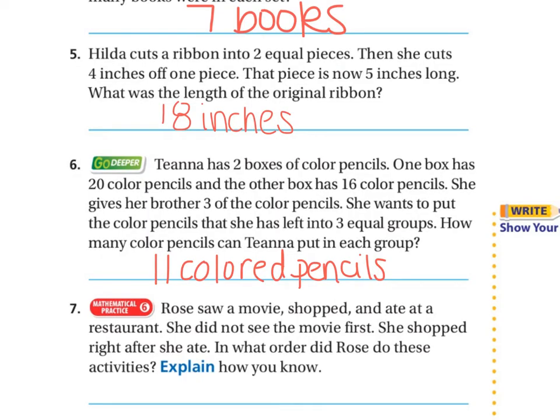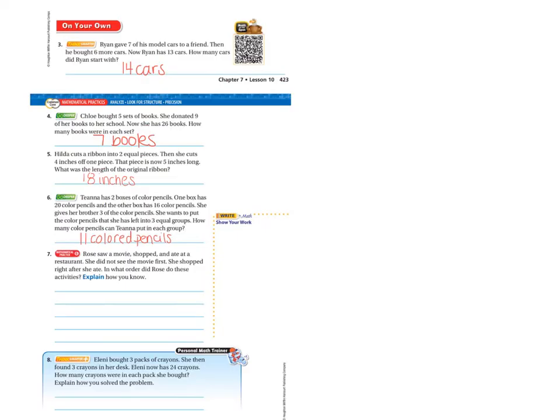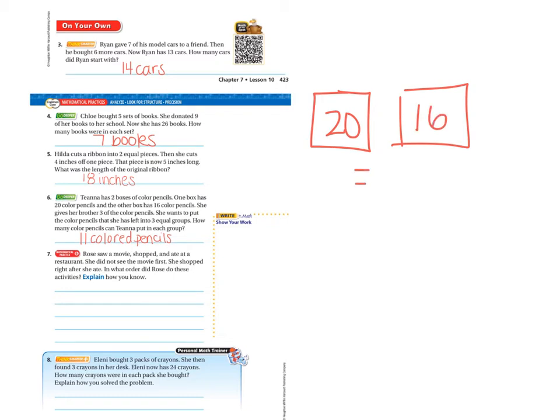If you got 11 colored pencils for number 6, you may fast forward now. It is not necessary to work backwards for number 6. In fact, you shouldn't work backwards for number 6. A really great strategy to use for number 6 is to draw it out. So if Tiana has 2 boxes, we can draw those 2 boxes. One box has 20, another box has 16. So if we add both of those boxes together, we have a total of 36 colored pencils.